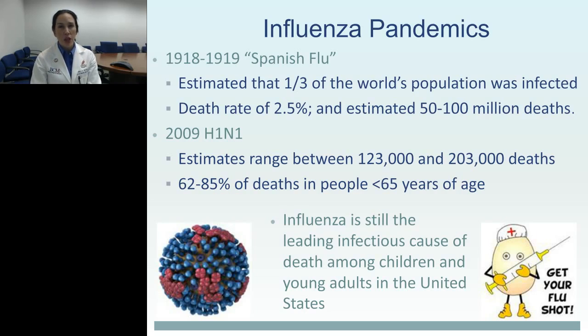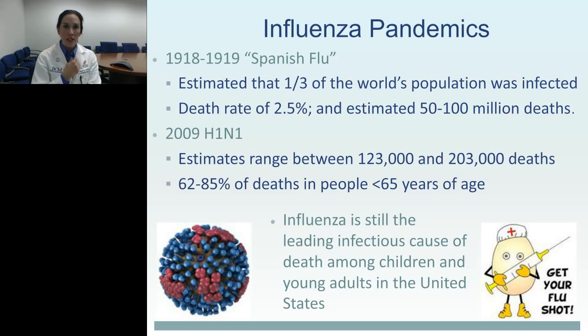And essentially a third of the world's population is estimated to have been infected with this virus. And the unfortunate thing is that the virus had a death rate of 2.5%, and thus there was an estimated death of around 50 to 100 million cases. In fact, you may know this, but the Spanish flu pandemic actually caused more death than World War I. So it was hugely impacting, as many of these can be.